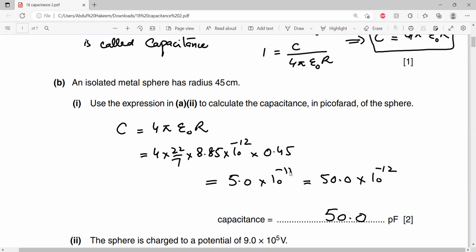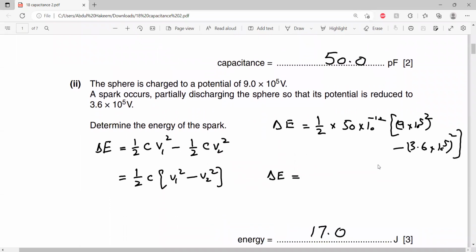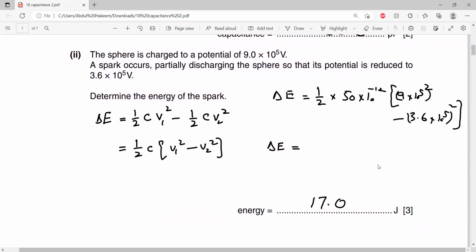The actual answer is 10 power minus 11, but we will multiply it by 10 power minus 1 to make it 10 power minus 12. Similarly, we will multiply with 10 power plus 1, so it becomes 50. So 5 into 10 power minus 11 will be written as 50 into 10 power minus 12 because pico is required. Next, the sphere is charged with a potential difference of 9 into 10 power 5 volt.